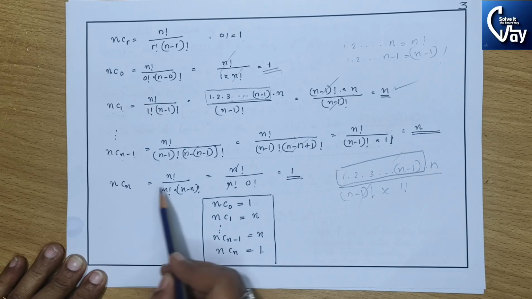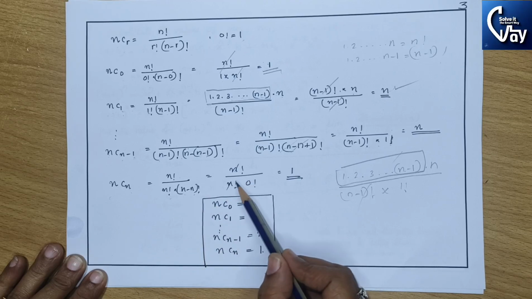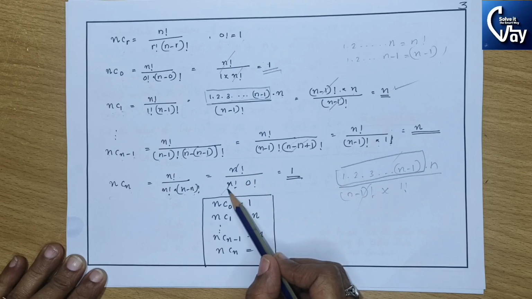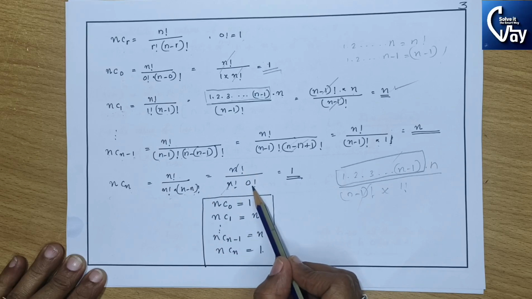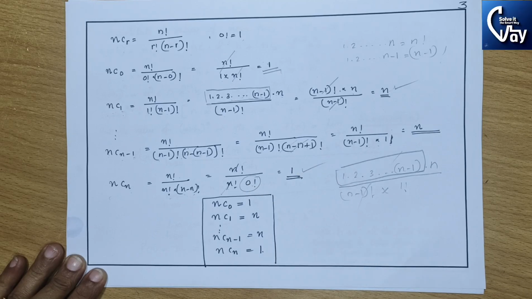That is nCn, n factorial divided by n factorial into (n-n) factorial. These two n factorial get cancelled. (n-n) factorial becomes 0 factorial. We know that 0 factorial is 1. So the answer is 1. So the value of nC0 is 1. nC1 is n, nC(n-1) is n, and nCn is 1.